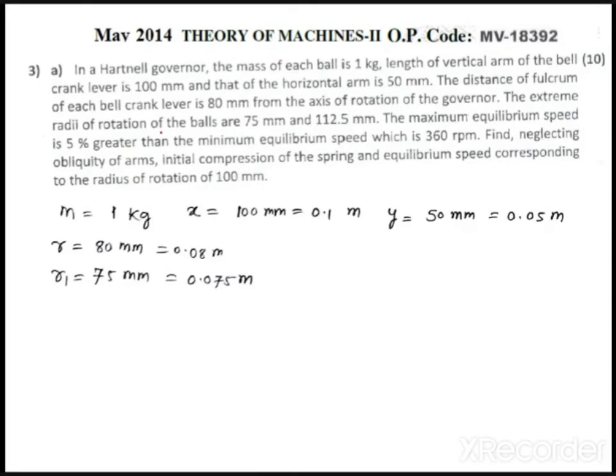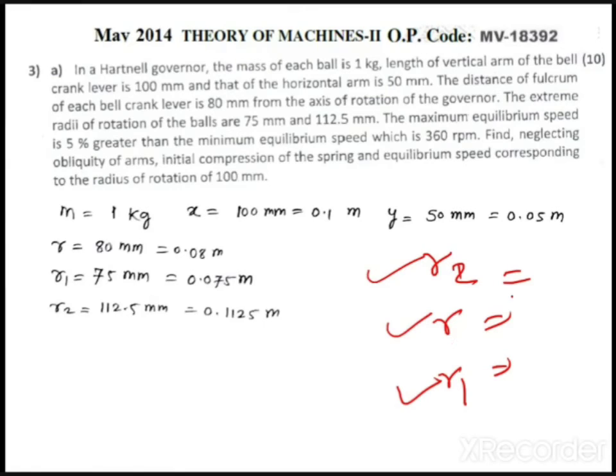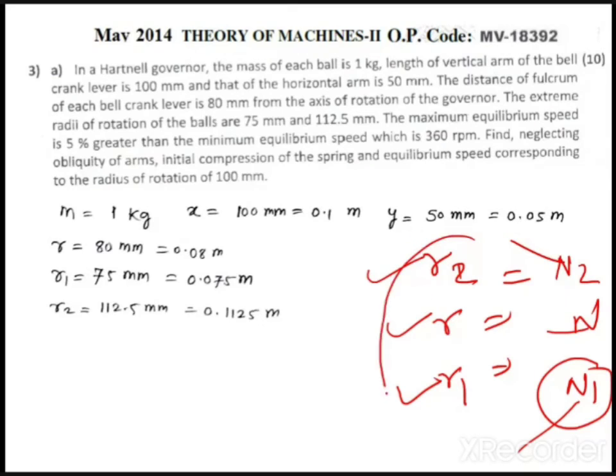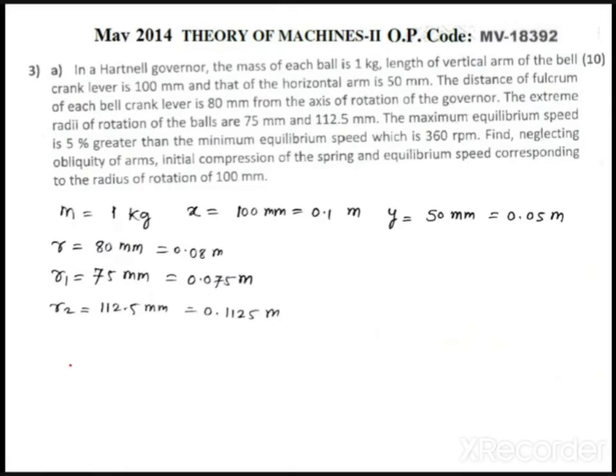The extreme radii of rotation of the ball are 75 and 112 mm. Means they have given R1 and R2. They have given you R2, R and R1. So they have given all three conditions, that is N2, N and N1. So when the Hartnell governor is at minimum position, mean position and maximum position, the corresponding radii of rotation are given. That is why again and again I am telling you to remember these conditions: maximum, mean and minimum. So maximum is what?